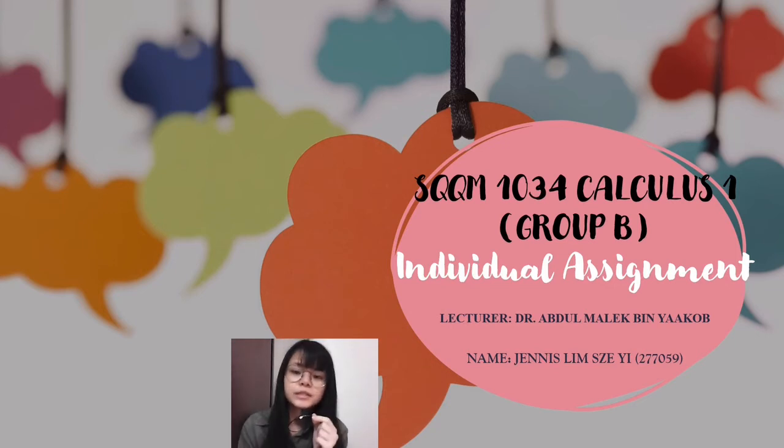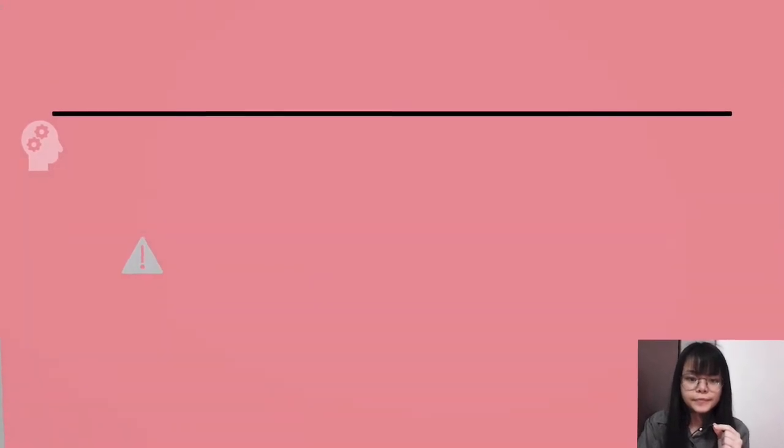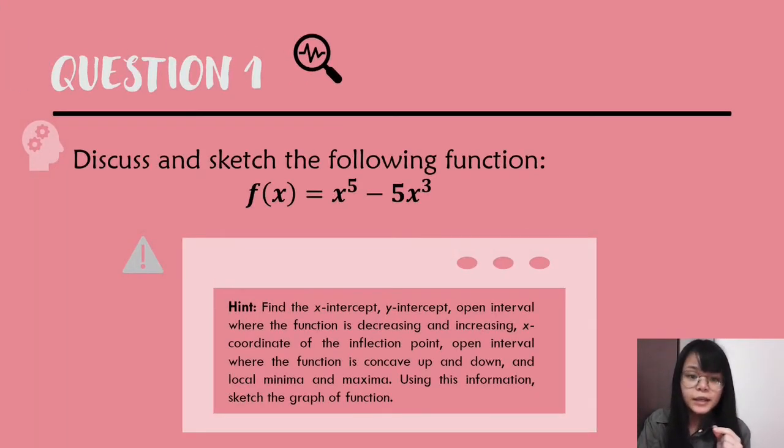Today, I want to present about the individual assignment of Calculus 1. Okay, question 1. Discuss and sketch the following function. f(x) is equal to x to the power 5 minus 5x cubed.